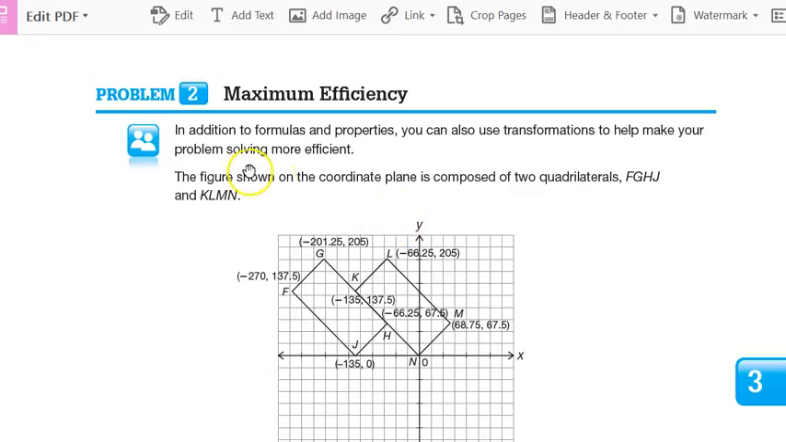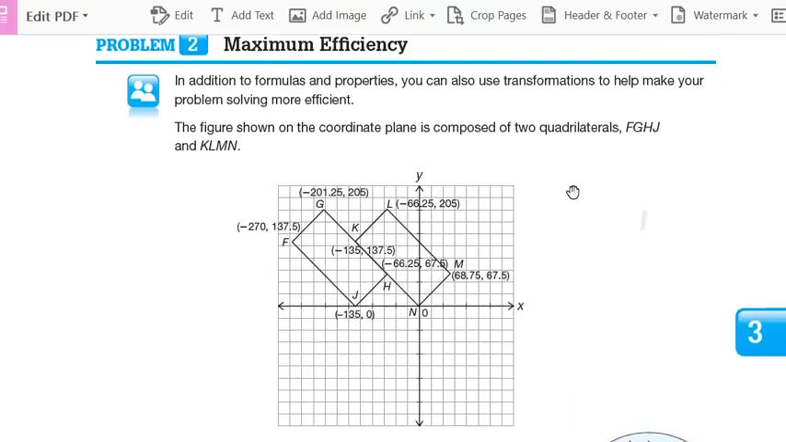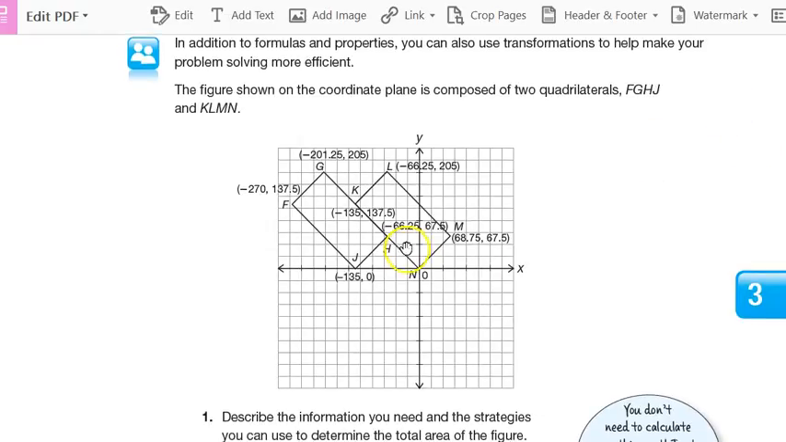Okay, next. Now we have this transformation. Sometimes it's best to use transformations. It can certainly save you some time, and this is an example of that. So we have two quadrilaterals that are together in a figure, okay? You can see these two quadrilaterals here. And so what you might do is just try to figure out, are these both congruent? If they're congruent, then you only have to calculate one. You don't have to calculate both. It'll save you some time, right?